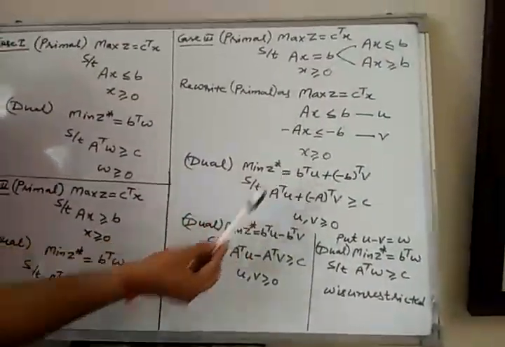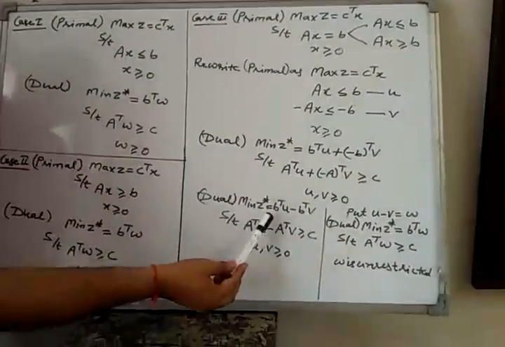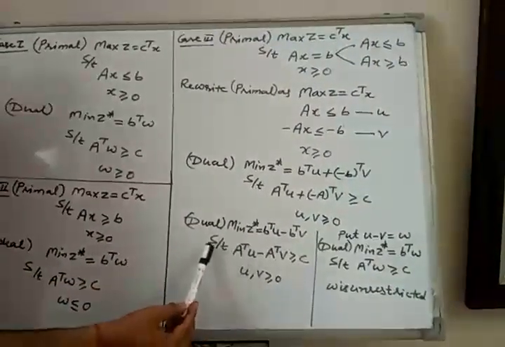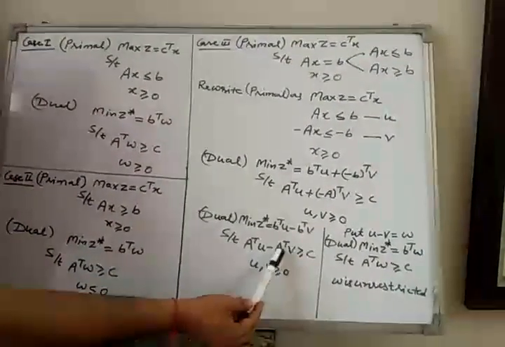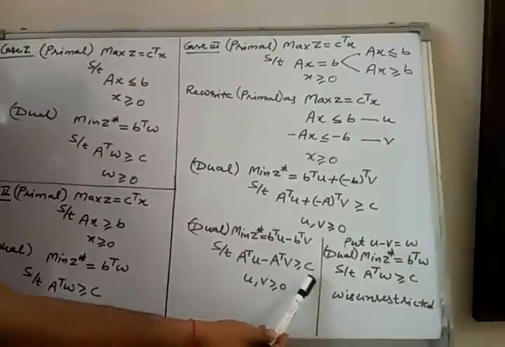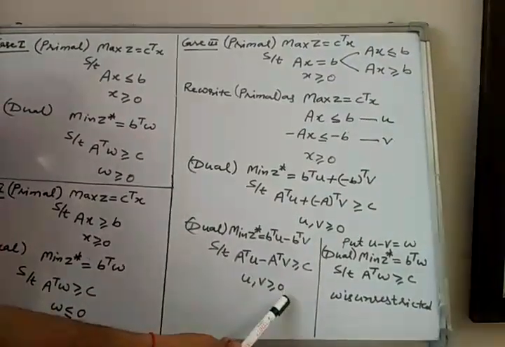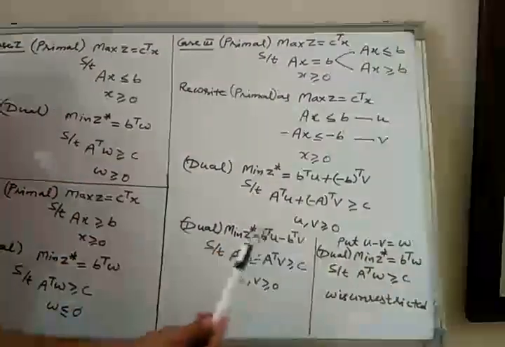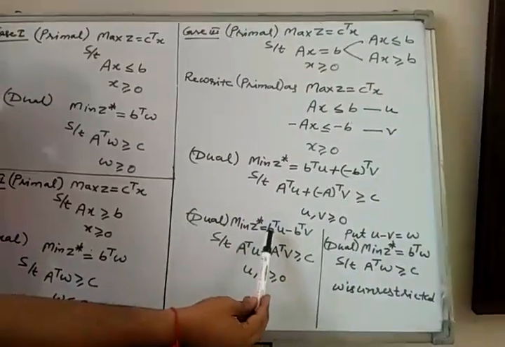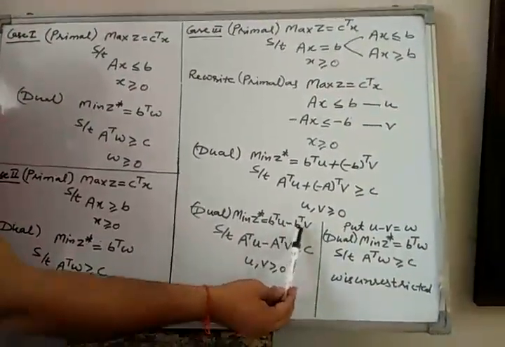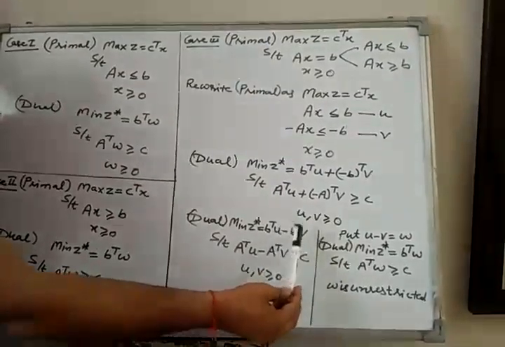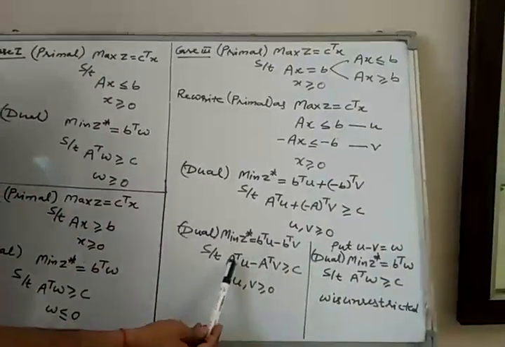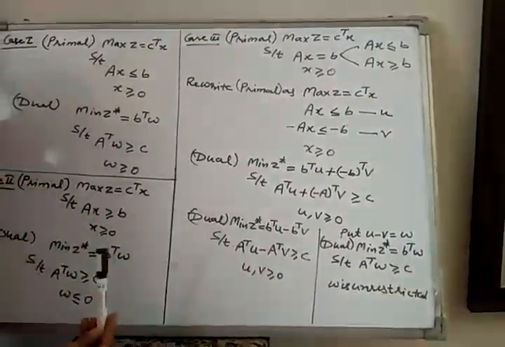Now we rewrite it as minimum z star equal to b transpose u minus b transpose v subject to a transpose u minus a transpose v greater than or equal to c, with u and v both non-negative. We put u minus v as a new dual variable w. If we take b transpose common, this becomes b transpose into u minus v, which further becomes b transpose w, and the constraint becomes a transpose w greater than or equal to c.